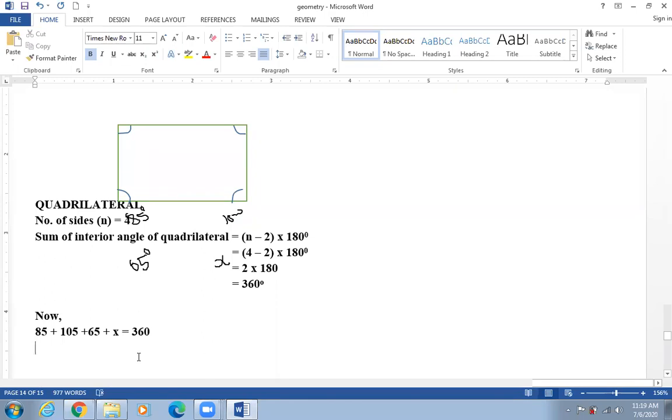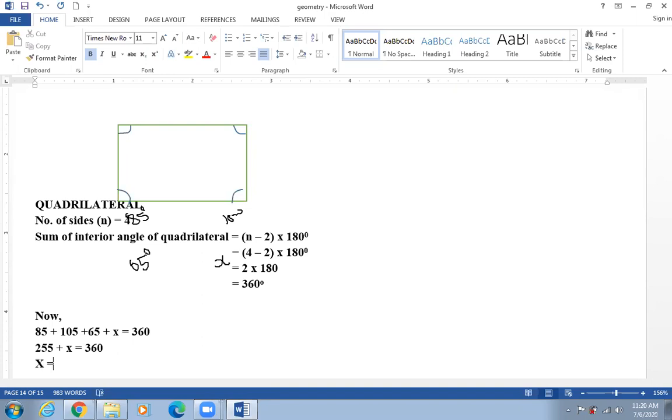85 and 105 is going to be 190, and 190 plus 65 is going to be 255. Just write the sign of degree also in each value. Equals 360. And this 255 goes to that side.